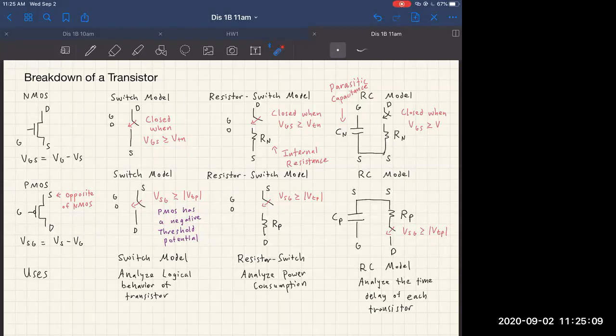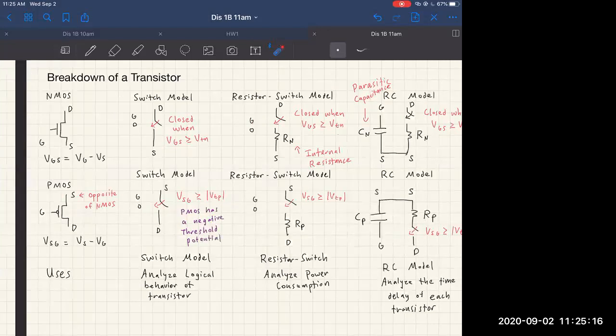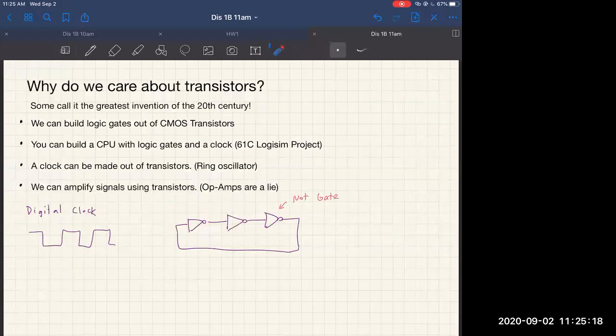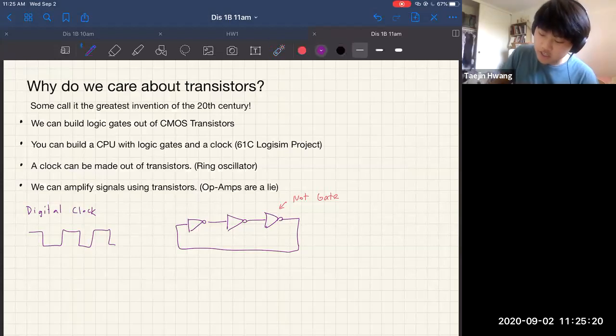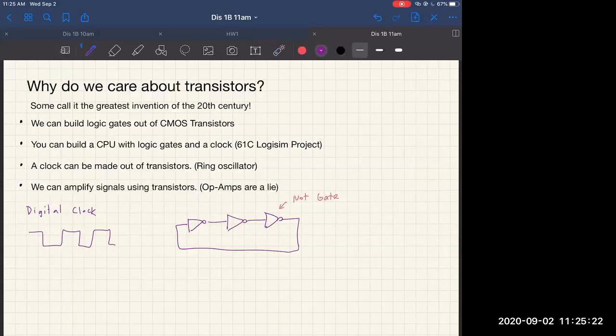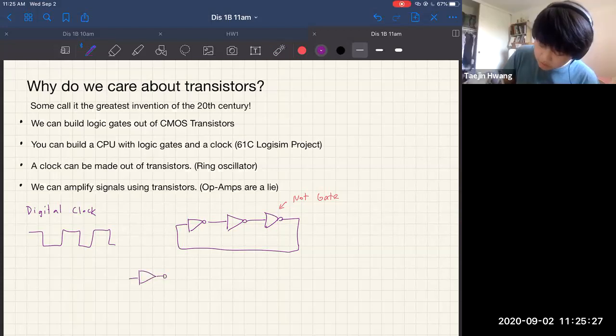Do we have any questions? Could you explain the NOT gates really quickly that you keep referencing? Yeah. Are you asking what a NOT gate is? Yeah. So a NOT gate is a basic circuit building block.